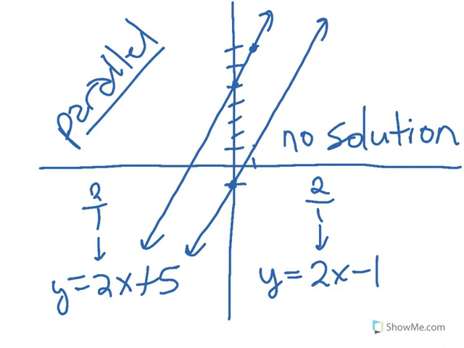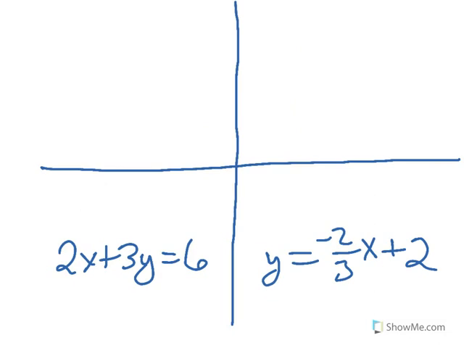Let's consider these two linear equations. They're in different forms, so we'll treat them differently. The one on the left is in standard form. That means that we can find the intercepts very easily. The intercepts are c over a for the x-intercept, and c over a would be 6 over 2, which is 3.